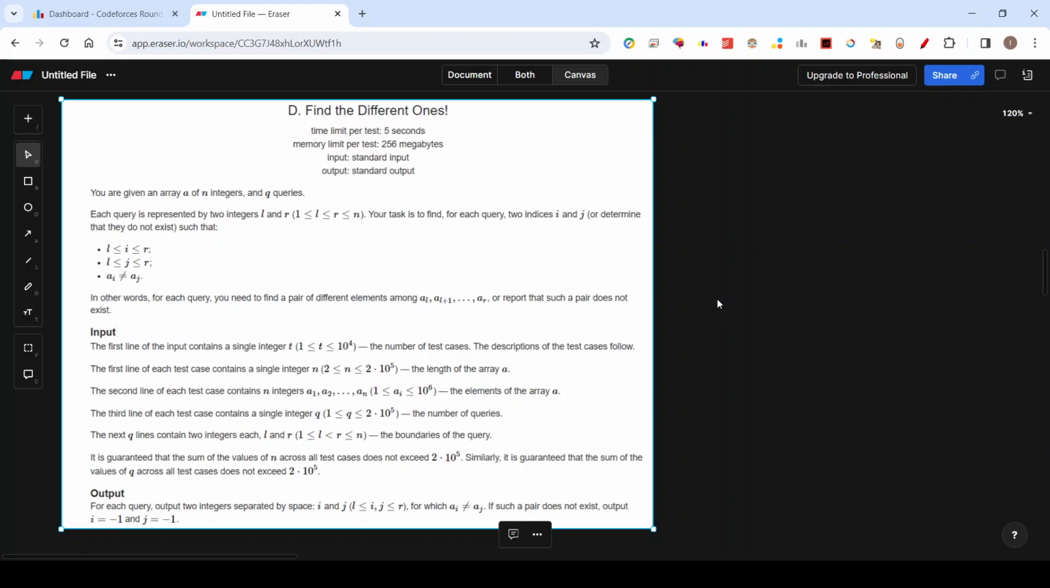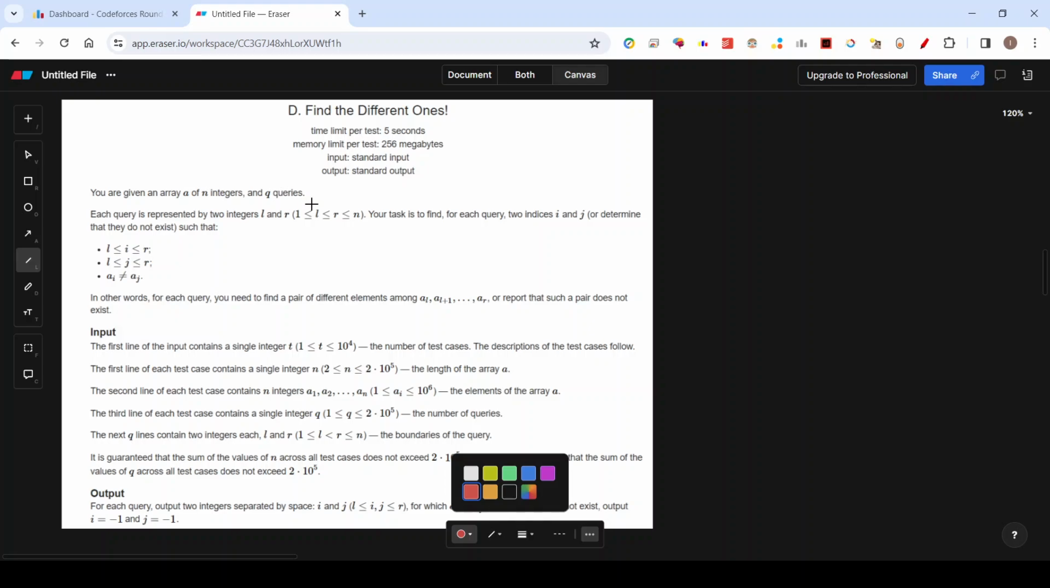Hello. Okay, so today we'll be solving a Codeforces Div 3 problem which came in today's contest. So let's start by understanding the question itself. The question was problem D.